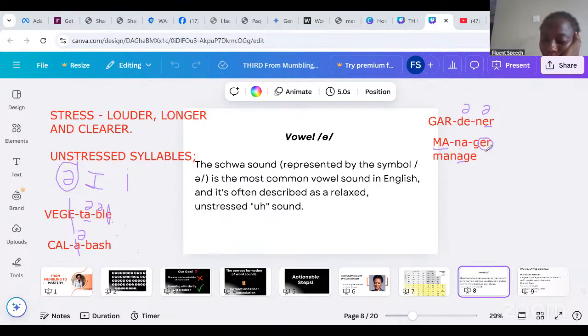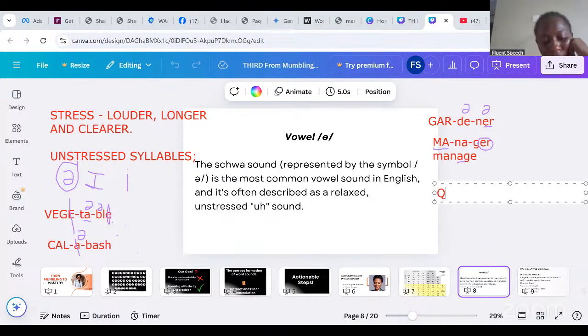Manager, manager. Another rule says that if you have a 3-syllabic word that ends in FY or LY, we should also stress the first syllable. If the word has 3 syllables and it ends in LY or FY, we should also stress the first syllable.